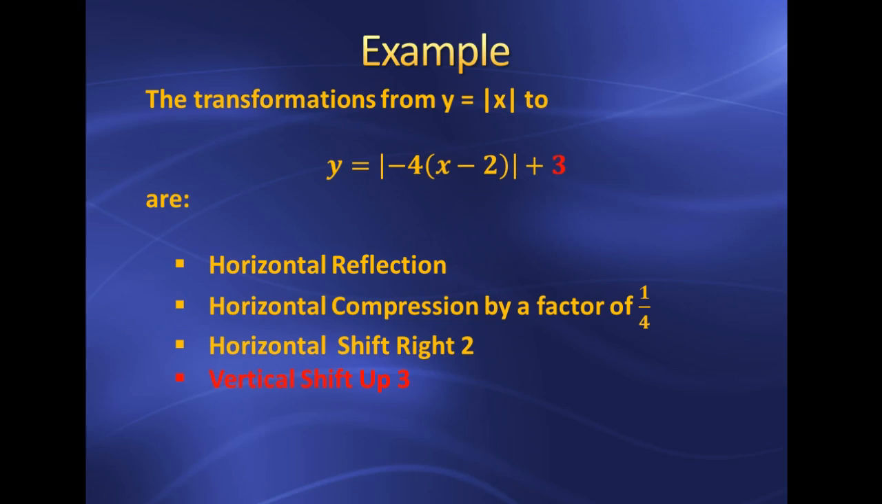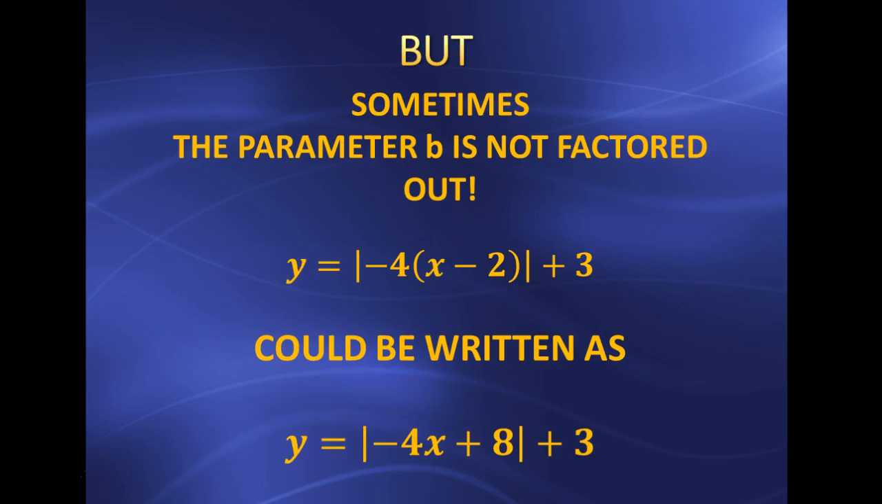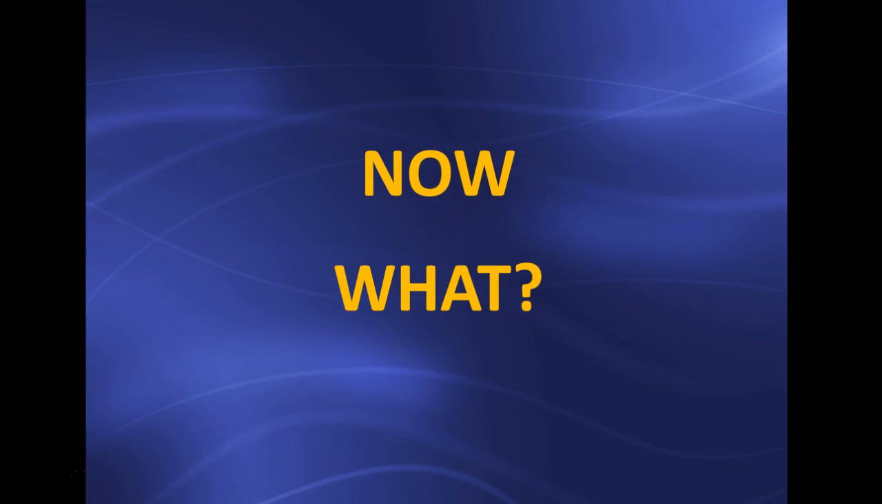Now that's the simplest example where b is already factored out, but sometimes the parameter b is not factored out. For example, we could take the previous example, we could do the distribution, we could distribute -4 across x minus 2, and that same function could be written like this: y is equal to the absolute value of -4x plus 8, plus 3. Now that's the same as our first example. Now what?